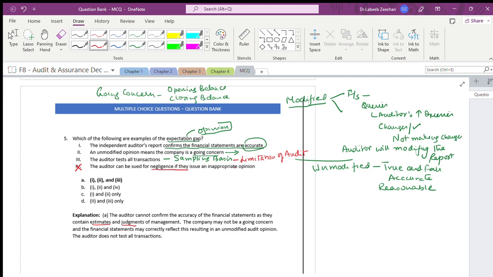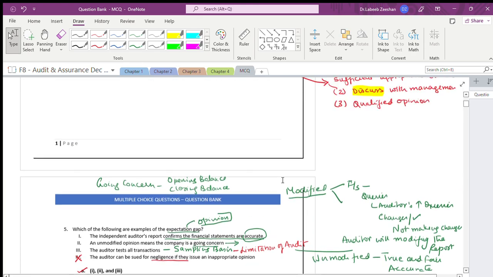The company may not be a going concern, and yet the financial statements correctly reflect the results. Companies may not be a going concern, but financial statements will be correct? Then definitely there is an expectation gap. As an auditor, how much can you do? You will just take the samples. So there will be some gap. That is why we will never say it is correct. Always we say it's accurate. And the auditor will not test all the transactions as such, that's why we are talking in terms of this.